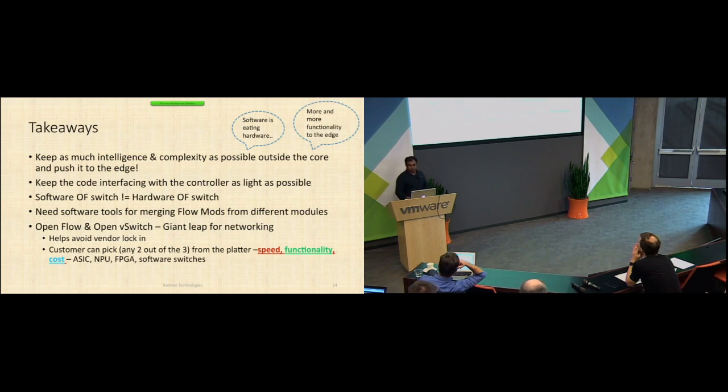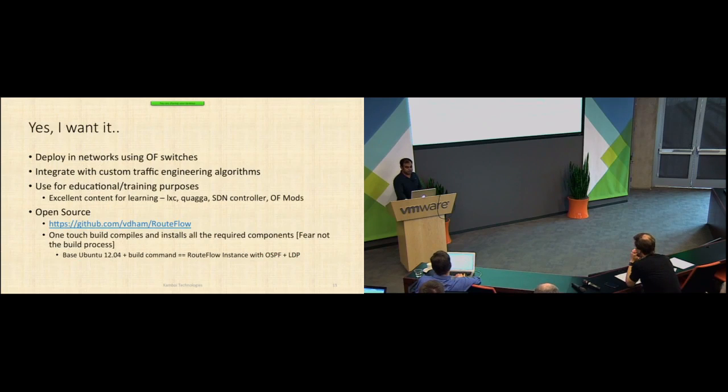And OpenFlow and Open vSwitch, no doubt, are great. They help avoid vendor lock-in, and a lot of people are already taking advantage of them. You can pick any two out of the three: speed, functionality, or cost. You can't get all three as of today. So if you need all the functionality of the OpenFlow protocol, you might need to go for costlier switches.